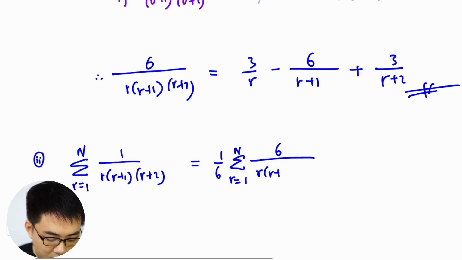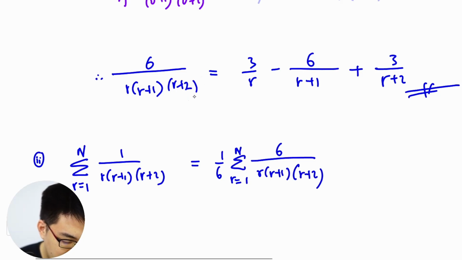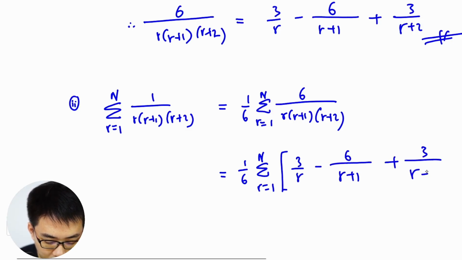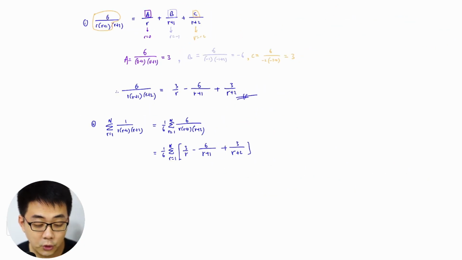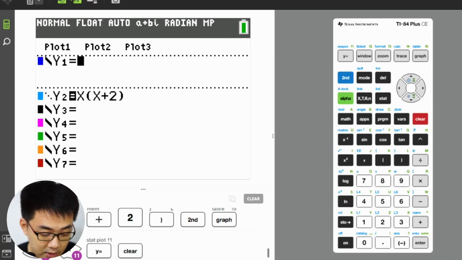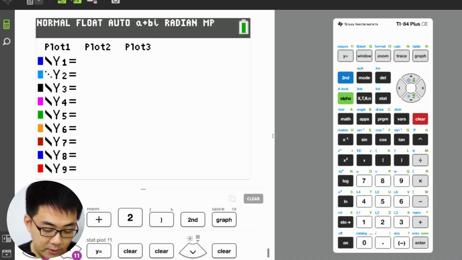So you just put the sum from R equals to 1, and the constant 6 can be brought out front. And then from here, 1 over 6, sum from R equals to 1 of 3 over R minus 6 over R plus 1 plus 3 over R plus 2. Now for 3 terms, it's not easy to see the pattern. So what I encourage students to do is just use your GC. Now it's not something you wouldn't know how to do, it's more of something you never thought of.